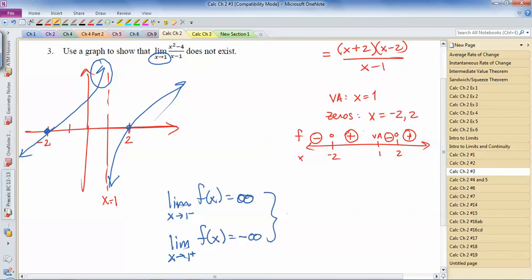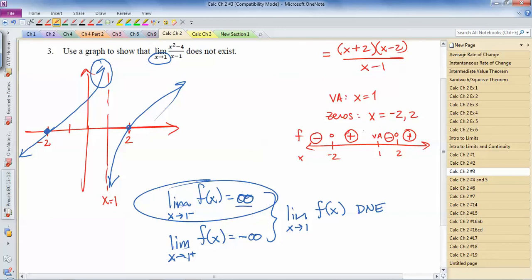And these aren't the same, so we can say limit as x goes to 1 f of x does not exist. Which actually, you could determine that just from any one of these by themselves. If you have an infinite limit, that means that the limit doesn't exist. But usually it's more useful to say infinity because that gives you a little more information about what the graph is doing.